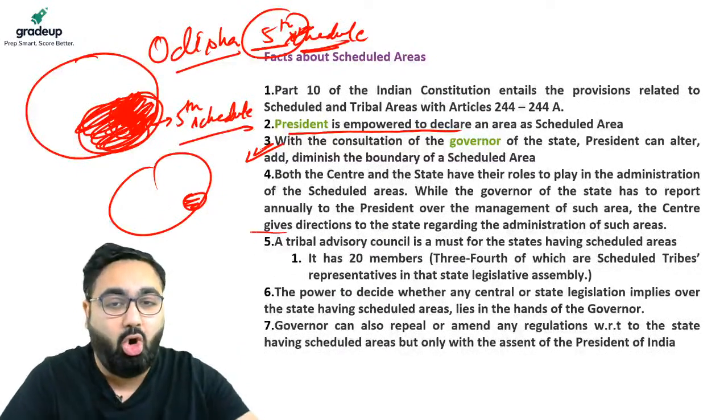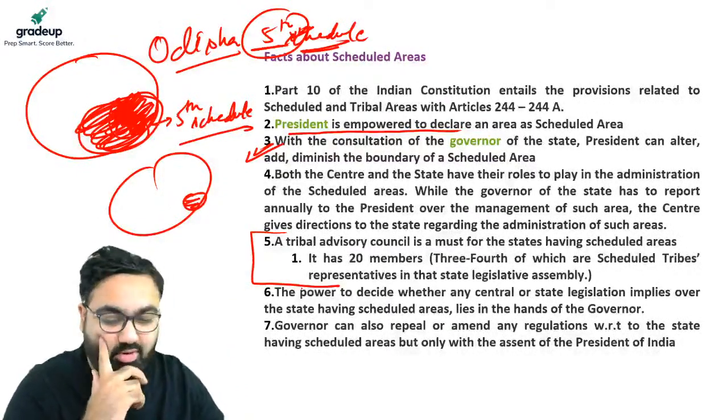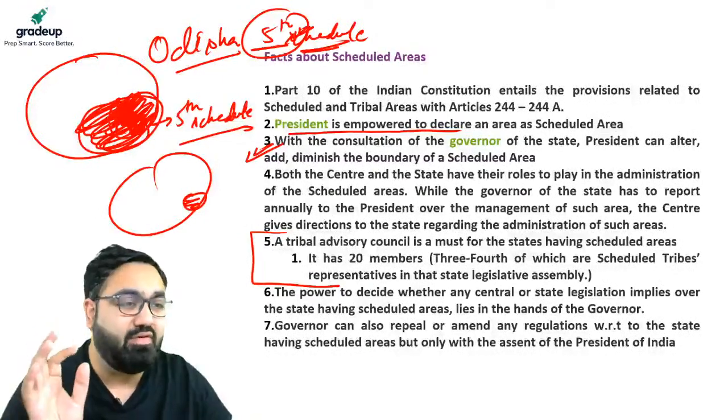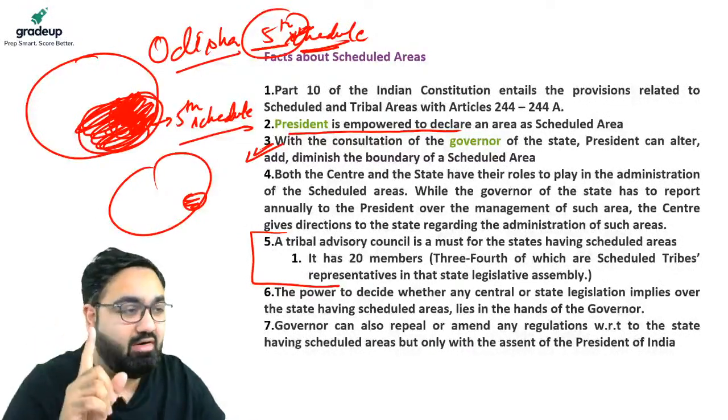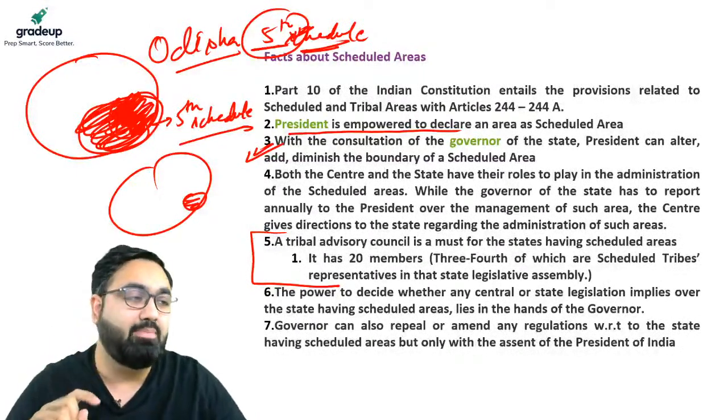Now, in all these states of the 5th schedule, the most important thing that you have to remember is, in all the 5th schedule states, a compulsory body has to be established. Which is that body?